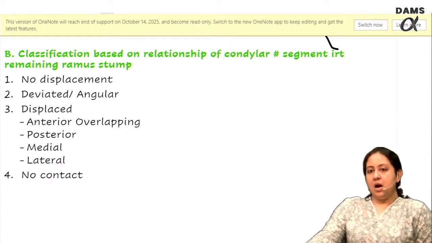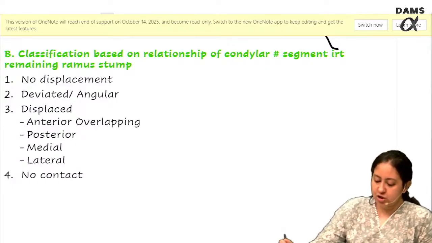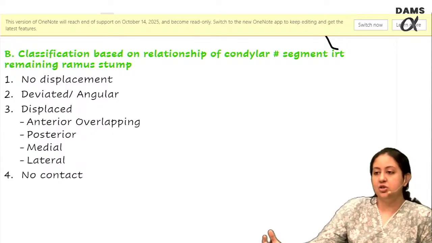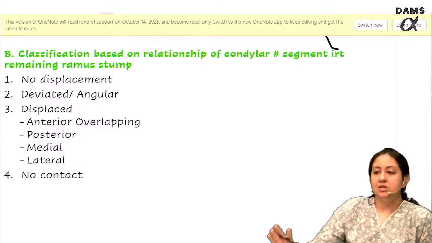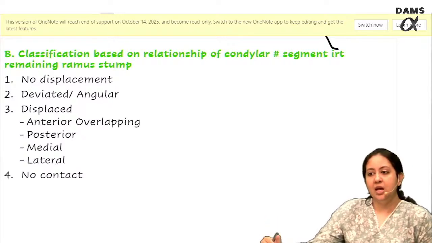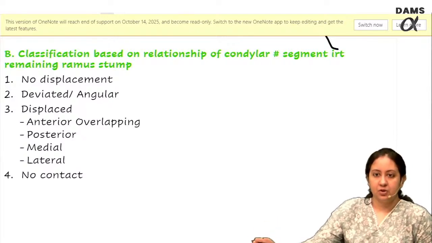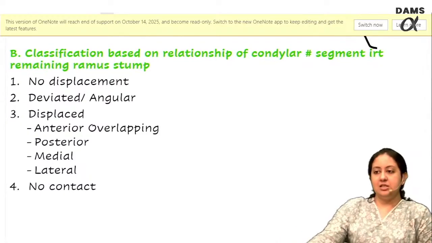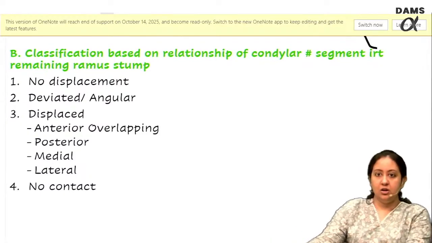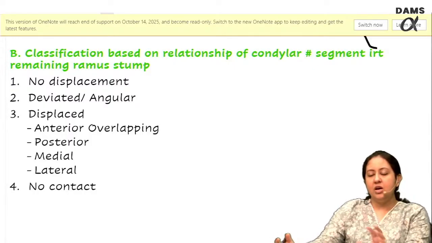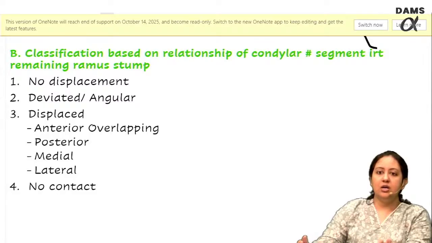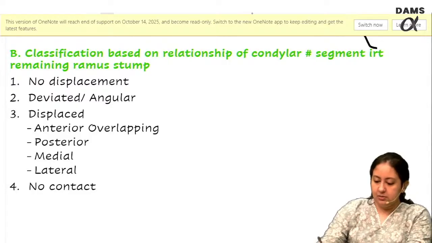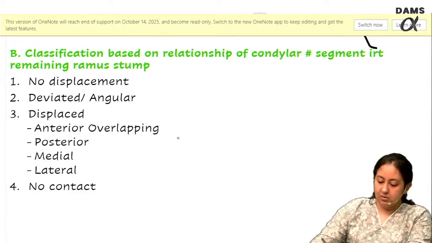Now coming to the next part, that is classification based on relationship of the condylar fractured segment in relation to the remaining ramus stump. So basically the relation of the condyle to the remaining ramus stump. Okay, so it says no displacement, it says deviated or angular, it says displaced, that is anterior overlap, posterior overlap, medial overlap or lateral overlap, and it says no contact when it is not at all in contact with the ramal stump. Now let's see what is displaced, because I have diagrams for the other two.